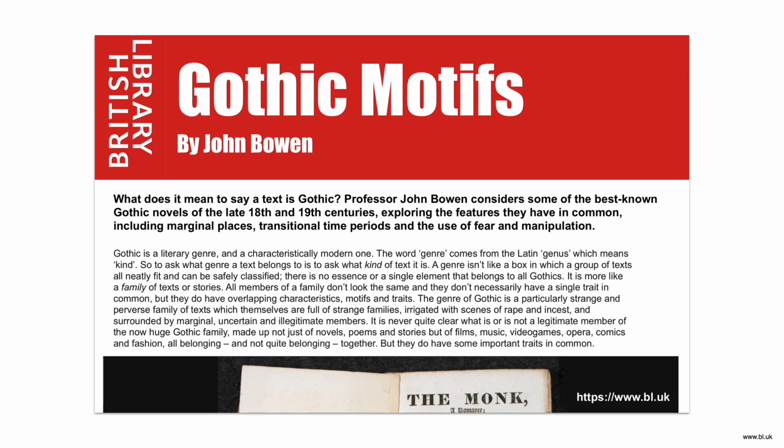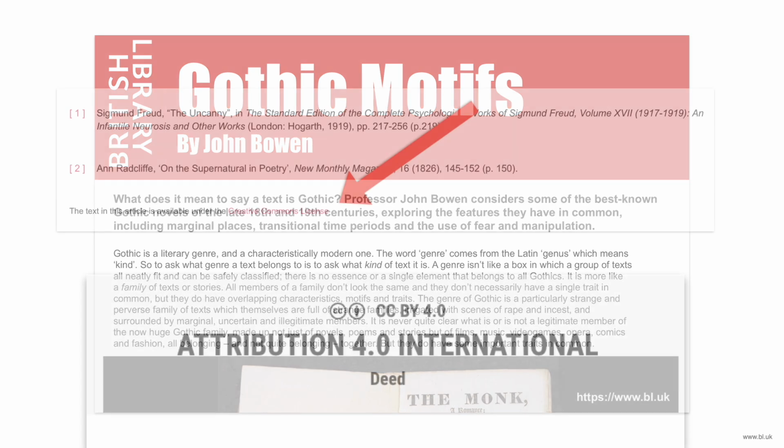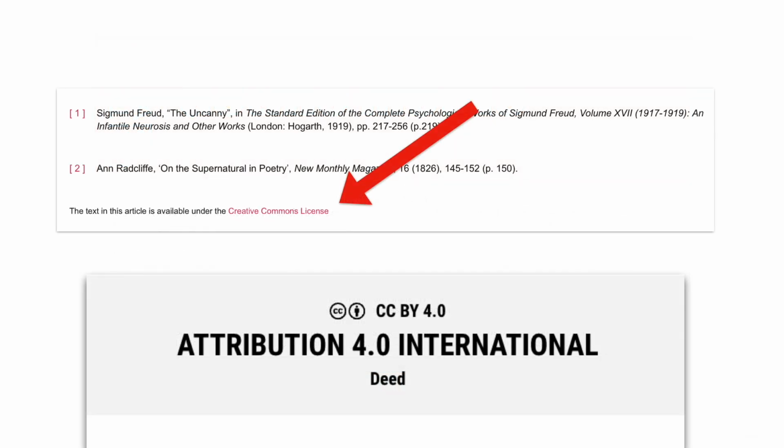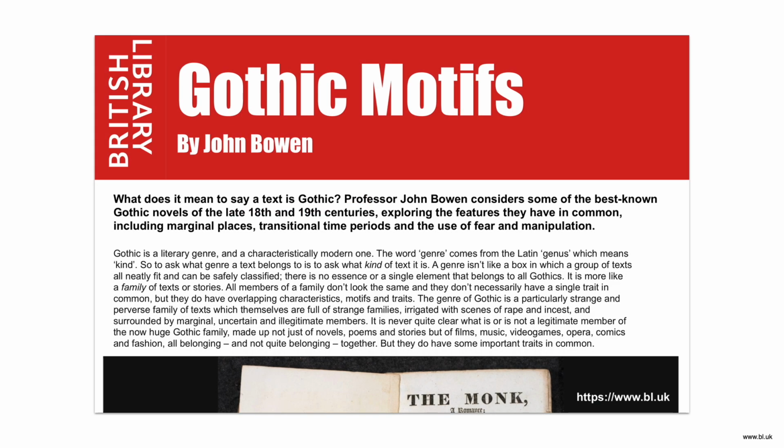As they continue researching potential sources, they come across an article on the British Library's website on Gothic motifs, written by John Bowen. And at the bottom of the page, they see that the article has a Creative Commons license that once again gives them permission to adapt the work. They like Bowen's succinct characterization of the genre and are considering including his article in their anthology.